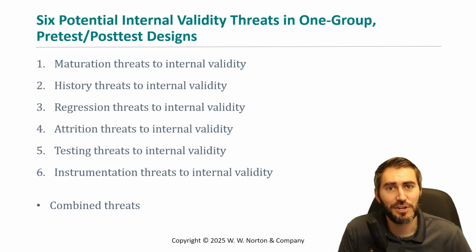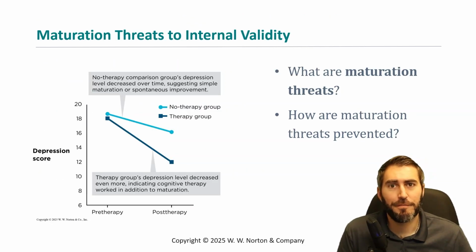These 6 threats are maturation threats, history threats, regression threats, attrition threats, testing threats, and instrumentation threats. The final 3 threats, observer bias, demand characteristics, and placebo effects, are applicable to any experiment, not just ones that employ a pre-test, post-test design. There are also combined threats, which we'll discuss along with each of these individual threats in detail. The first threat listed is known as a maturation threat.